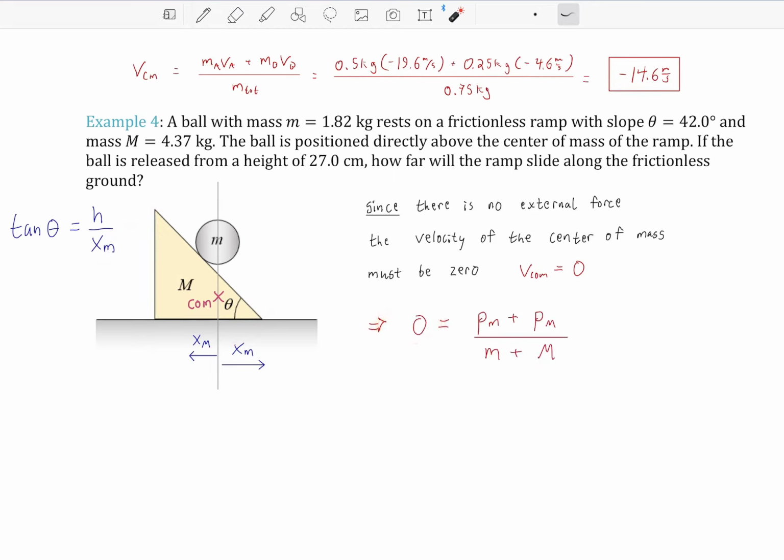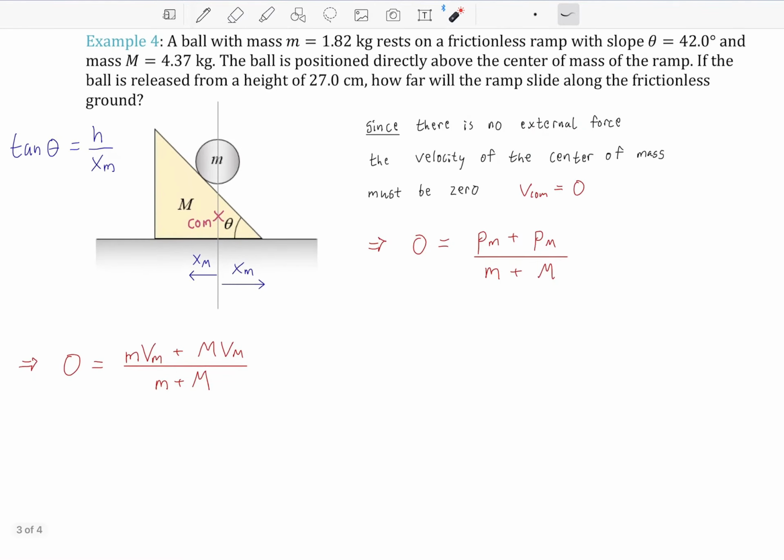So then we have, by definition, the velocity of the center of mass is P little m plus P big M, over little m plus big M, the total mass. We know it's 0 because of the lack of external forces. And so then we just rewrite the two momentums as little m and the velocity of little m, that's the ball, and then the mass of the ramp times the velocity of the ramp, divided by the total mass of the system.